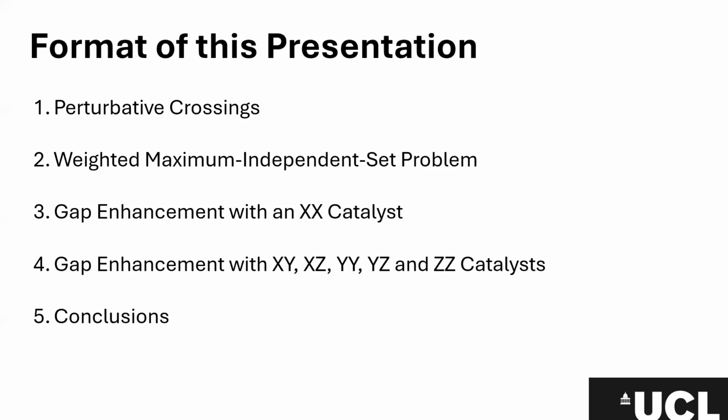So what I'm going to talk about today is I'll tell you in the rest of this presentation what these perturbative crossings are. I'll introduce this weighted maximum independent set problem. I'll talk about initially some work which we did a couple of years ago now on the XX catalyst and how that enhances the gap. And then the new stuff, I guess, is more recent work on what I call different flavor catalysts like XY and YZ and so on and so forth. And then I'll round off with some conclusions.